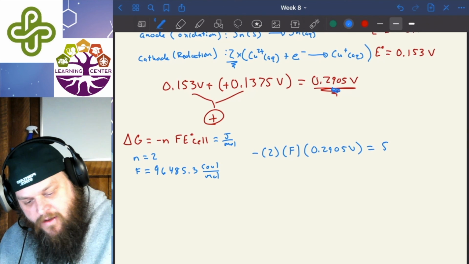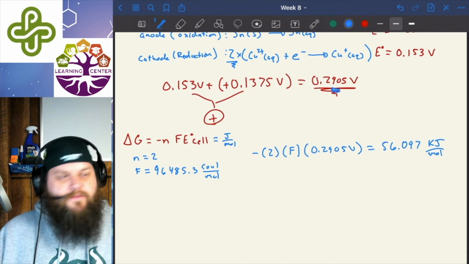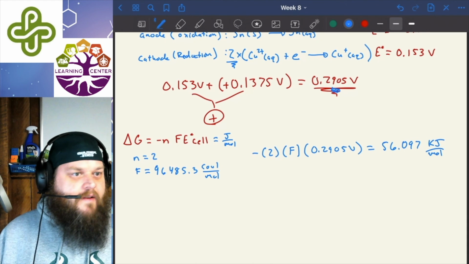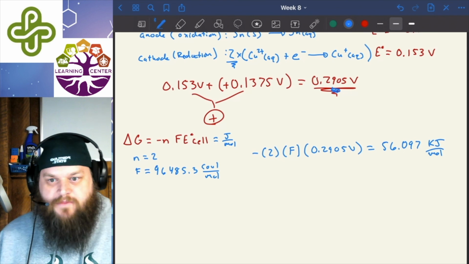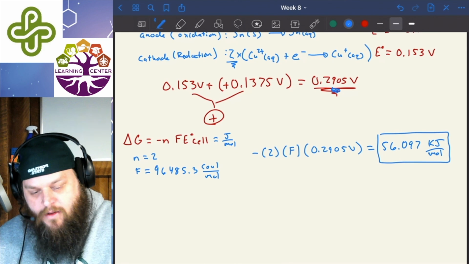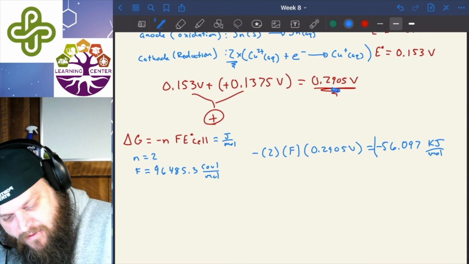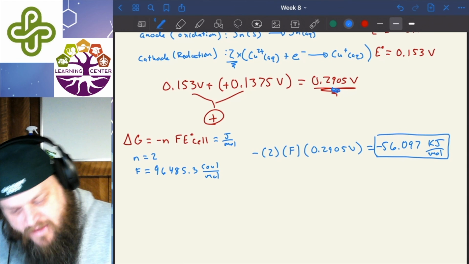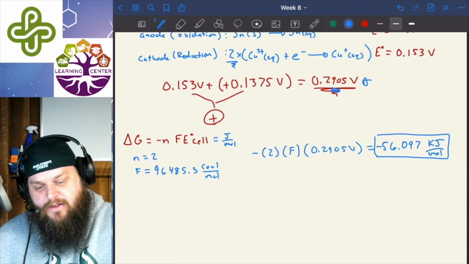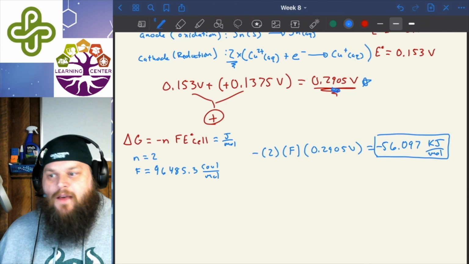So I'm going to say 56.097 kilojoules per mole. I just bumped it up to kilojoules because we had a value in the thousands of joules. So that's our delta G. Notice it should be a negative. It's a negative value, which corresponds with a positive value up here, saying that this is a spontaneous reaction. It's going to happen.